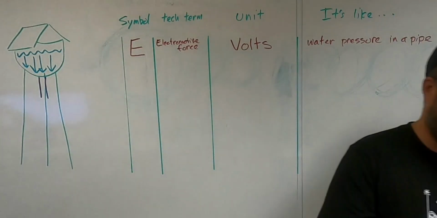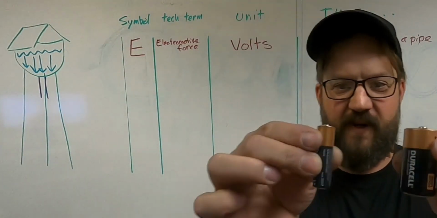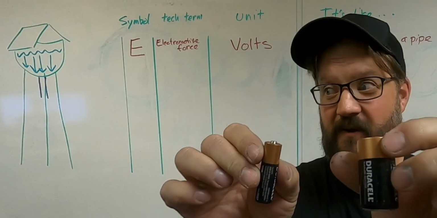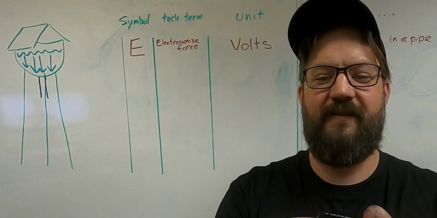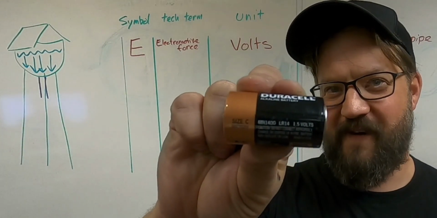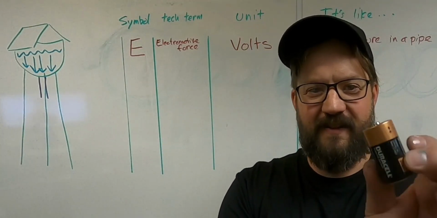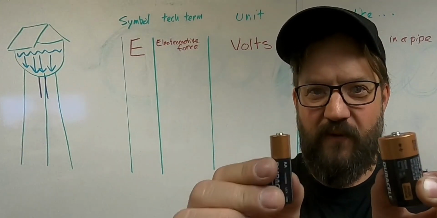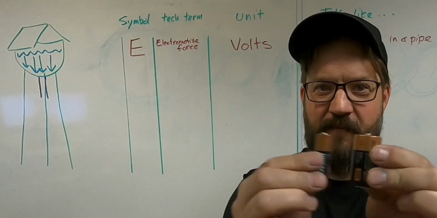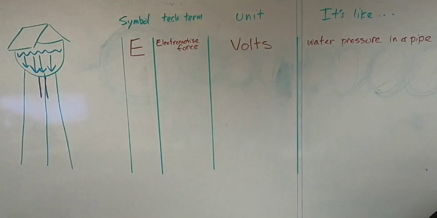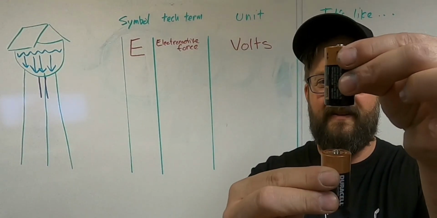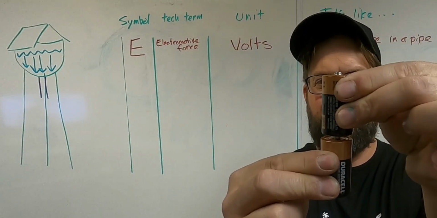How many volts do you think a C battery is? It's lots bigger than a AA battery. Anybody know right offhand? Nobody knows? It's also 1.5 volts. So why do this one and this one have the same electromotive force, the same voltage? Well, there's other things going on. One way to change voltage in a battery is to put batteries in series, and if you do this, voltage adds up.